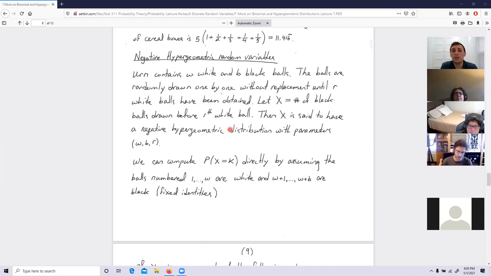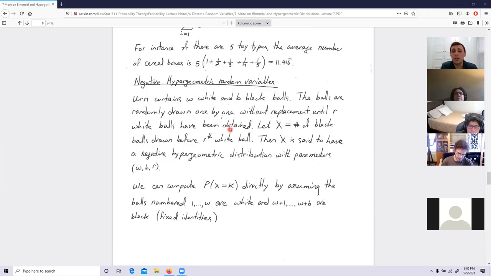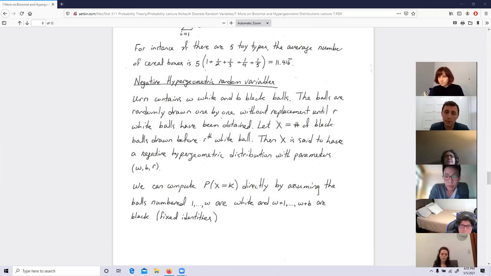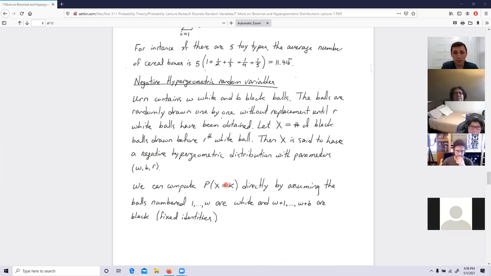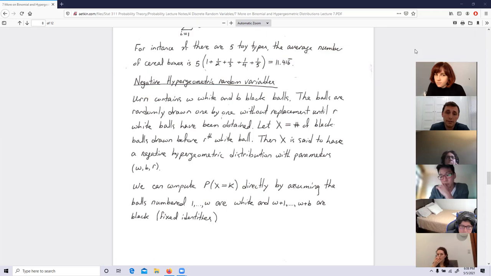So let's try to calculate, guys, see if you can do that. Can you tell me what is the mass distribution? What's the probability mass function? What's the probability that X is equal to K? That means, what's the probability that I sampled K black balls? So it's basically the probability I had K failures here.